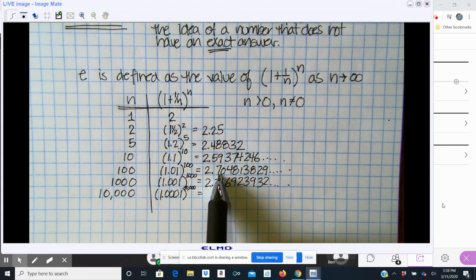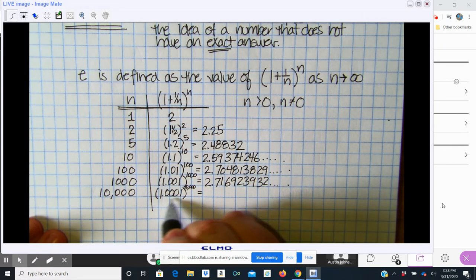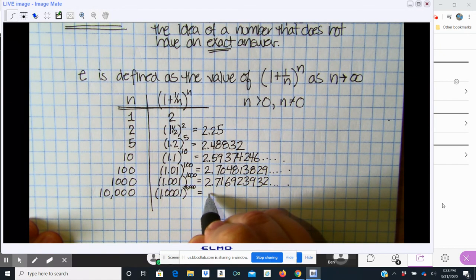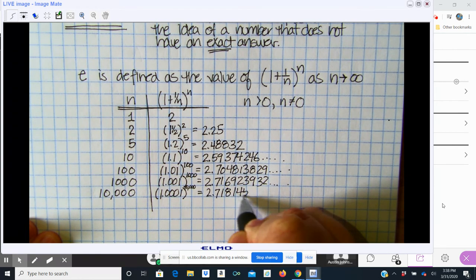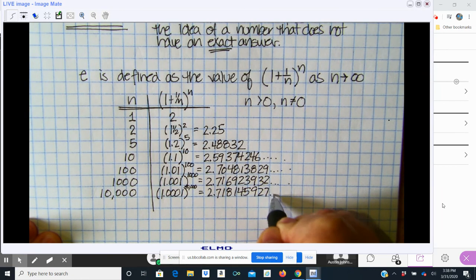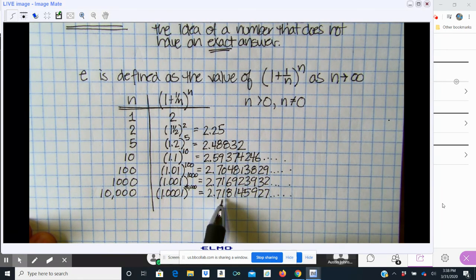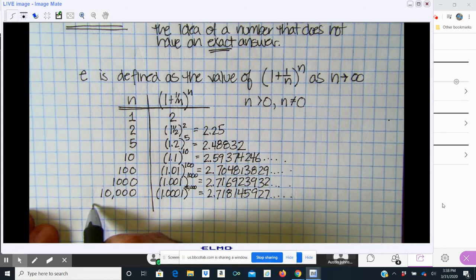Yeah, I mean 2.7, it's still getting bigger. 2.71, still larger, but the gap is sort of closing, right? It's no longer getting larger by much. And if I do it to the 10,000th, I get 2.718145927. It's still larger, right? 2.716, 2.718. I'm still getting larger, but not by a whole lot anymore.